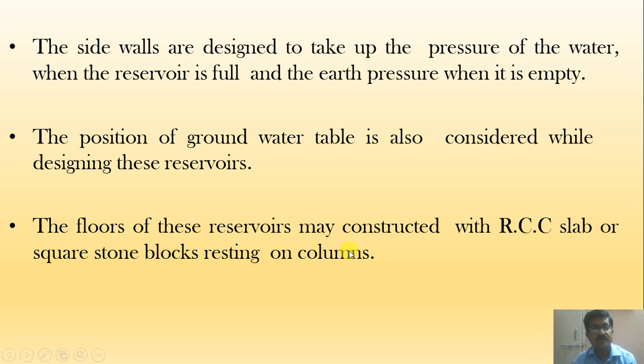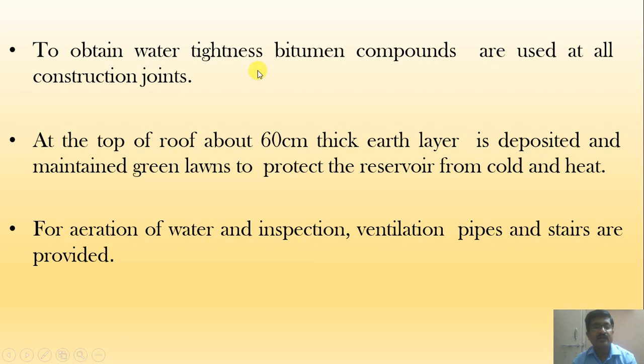The floors of these reservoirs may be constructed with an RCC slab, or square stone blocks resting on columns. To obtain water tightness, bitumen compounds are used at all construction joints. Okay, so you can make it secure against leakages. At the top of the roof, about a 60 centimeter thick earth layer is deposited and maintained with green lawns to protect the reservoir from cold and heat. For aeration of water and inspection, ventilator pipes and stairs are provided. That also we have seen.